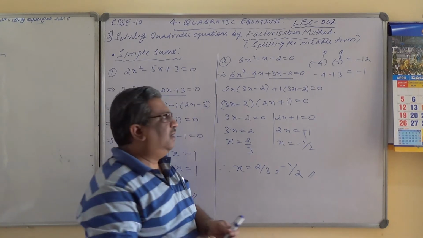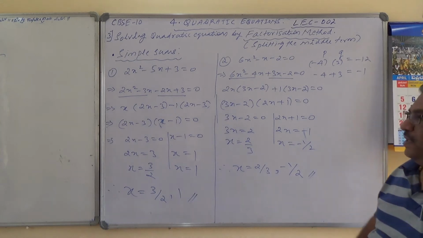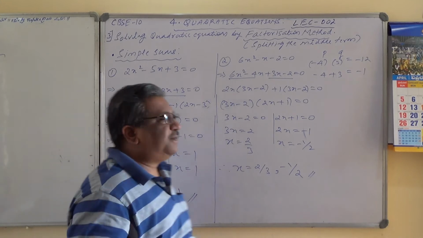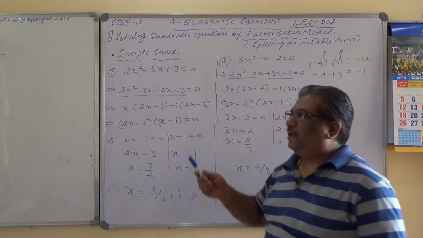I hope you are understanding how to solve these things. Let me check the answer. 2 by 3 or minus half, that is the correct answer. Let me take the next example. I'll take up some simple sums. The title is simple sums. Simple sums are something like this. I'll take some R.D. Sharma.